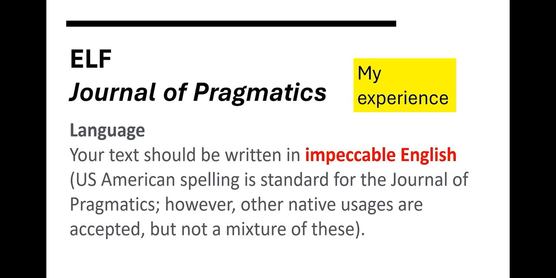I'll give you an example from my experience of editing. The Journal of Pragmatics is a very, very respected journal. I always check the submission guidelines. Your text should be written in impeccable English. U.S. American spelling is standard. However, other native usages, as American Indians, I don't know, are accepted, but not a mixture of these. So impeccable English is what they ask for.